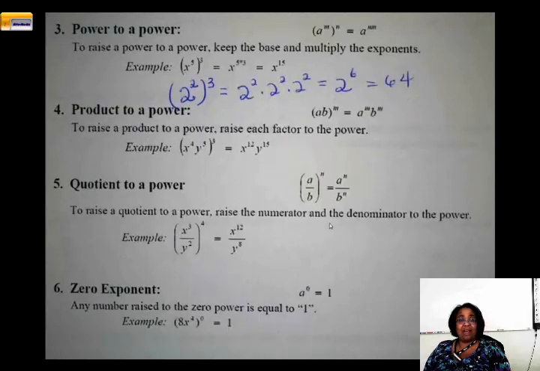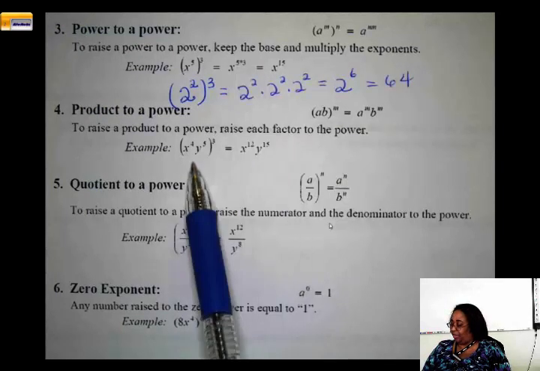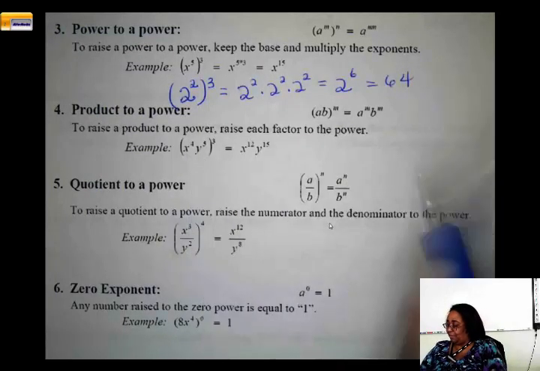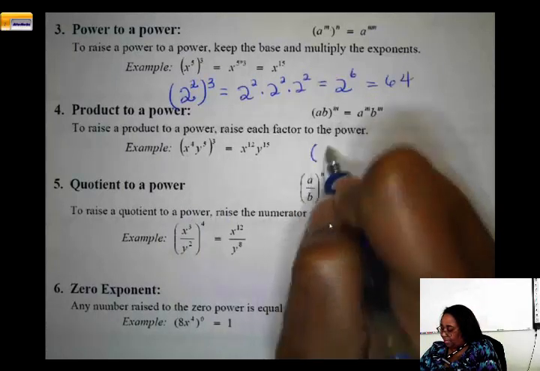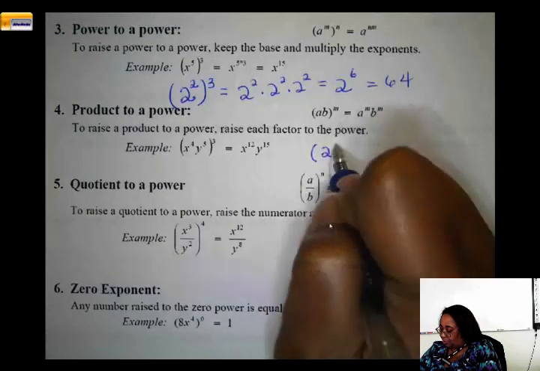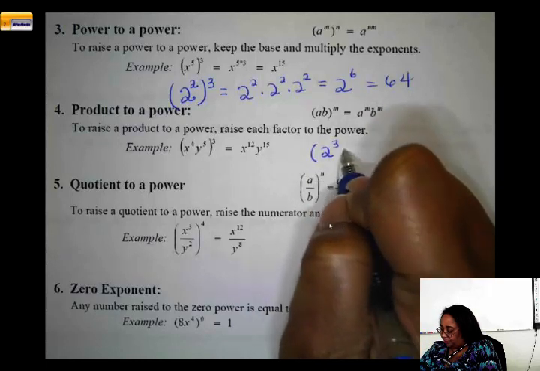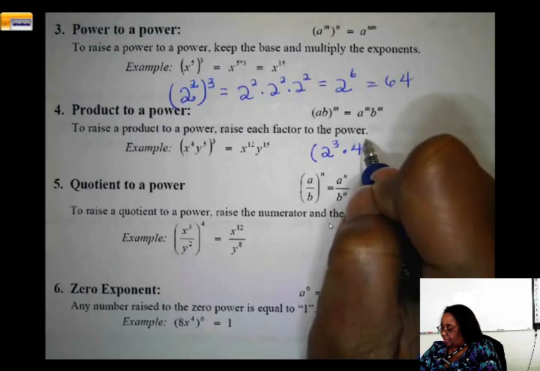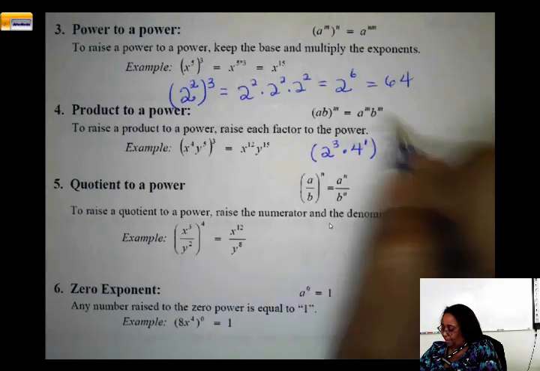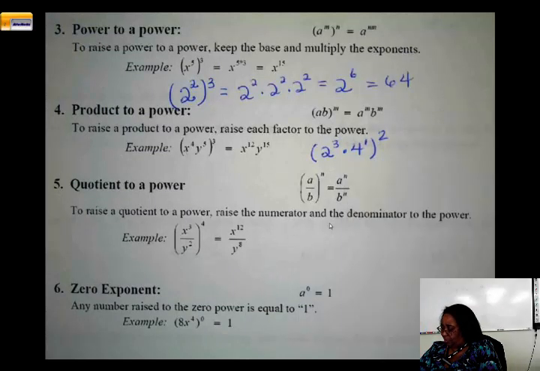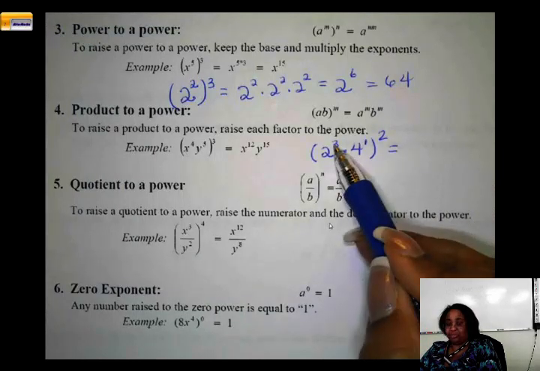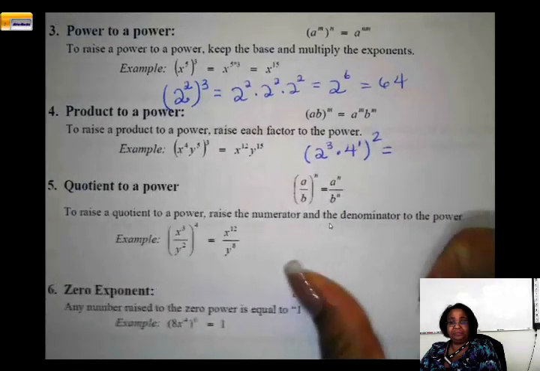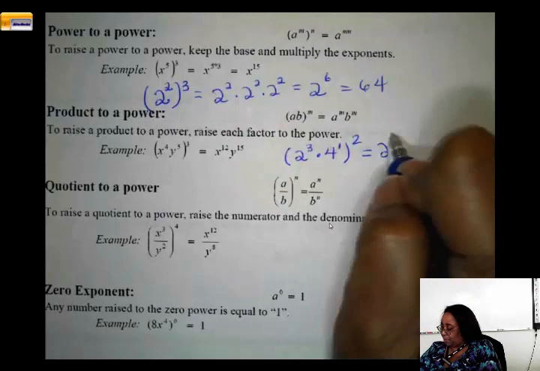Then we have a product to power. So if I have more than one variable in here, or more than one base, let me give you an example. Let's have 2 different bases here. If we have the base of 2 to the 3rd power times the base of 4 to the 1st power, and then I'm going to raise this whole thing to 2, that's the same as taking 2 times this 3. How much is that going to be? 2 times 3 is 6. So it'll be 2 to the 6th power.